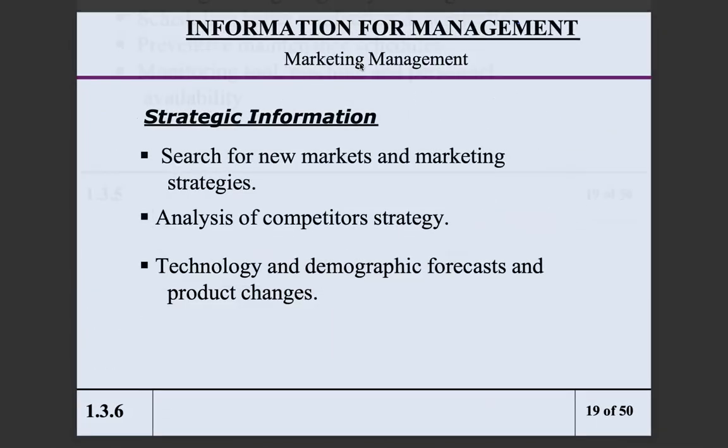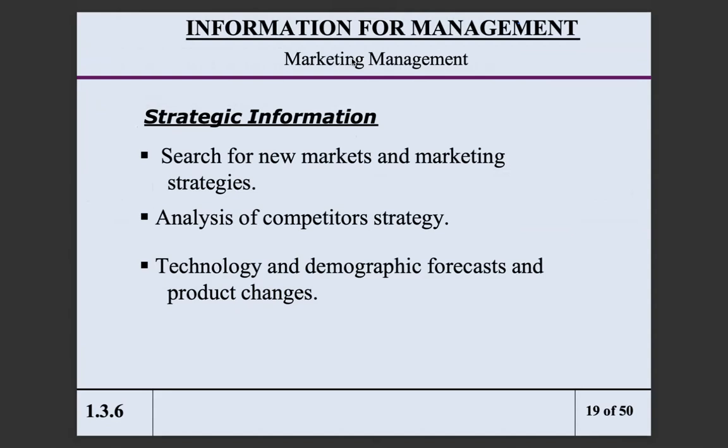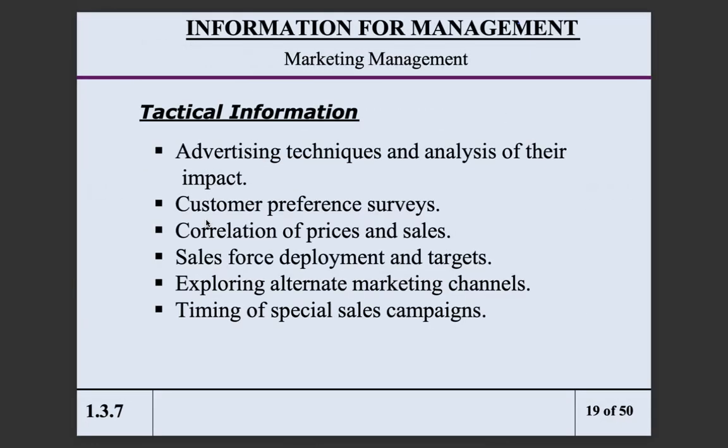Now the marketing management. Earlier it was the production management, now we have the marketing management. Again, for the marketing management, we have a few separate informations. What are the strategic informations we have? Search for new markets and marketing strategies, analysis of competitors' strategies, technology and demographic forecasts, and product changes. These are a few strategic informations when it comes to marketing management.